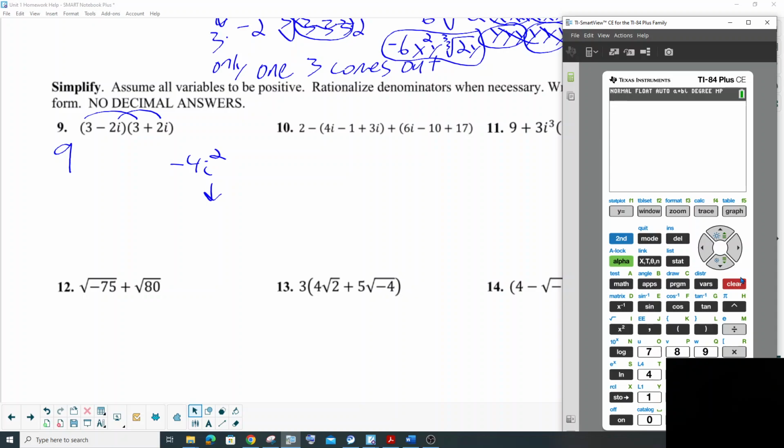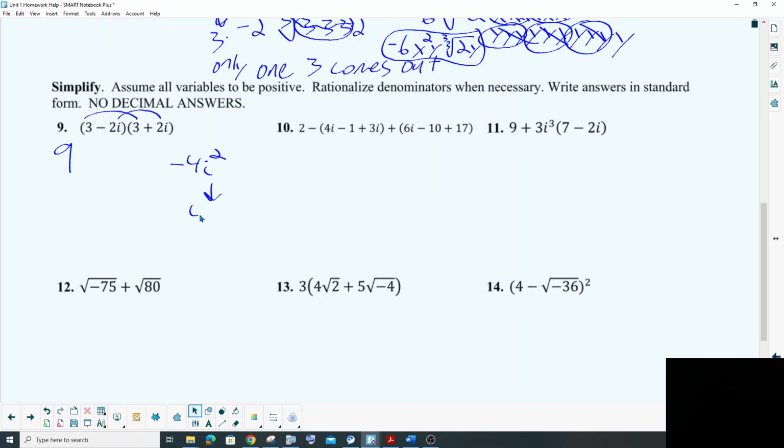Exactly how I feel when we don't know what i squared is. So let's do it though. Okay, so we have the square root of -1 is i. So when we square that answer, we are going to get -1 back again. So i squared is -1. So -4 times -1 is +4. And 9 plus 4 is 13.